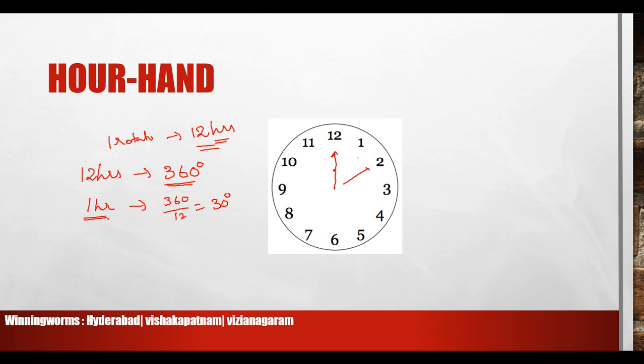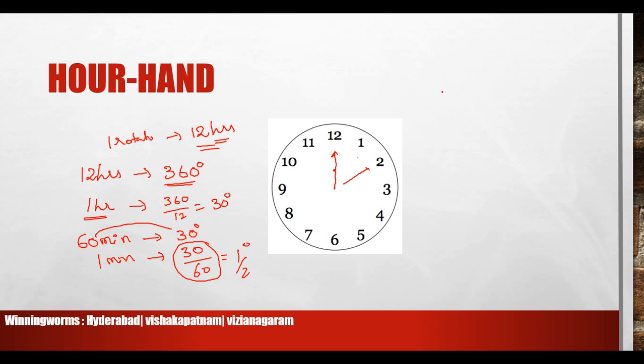So 1 hour contains how many minutes? 60 minutes. So we can say that in 60 minutes, our hand will cover 30 degrees. Implies in 1 minute, our hand will cover 30 by 60, which equals half a degree. How are we getting this? In 60 minutes, our hand covers 30 degrees, so for 1 minute we divide by 60. It becomes 30 by 60, which equals half a degree.